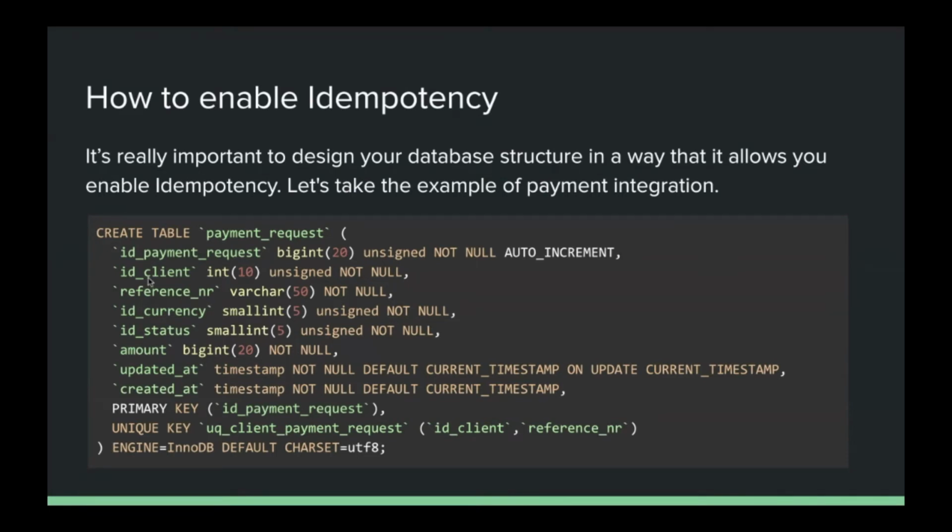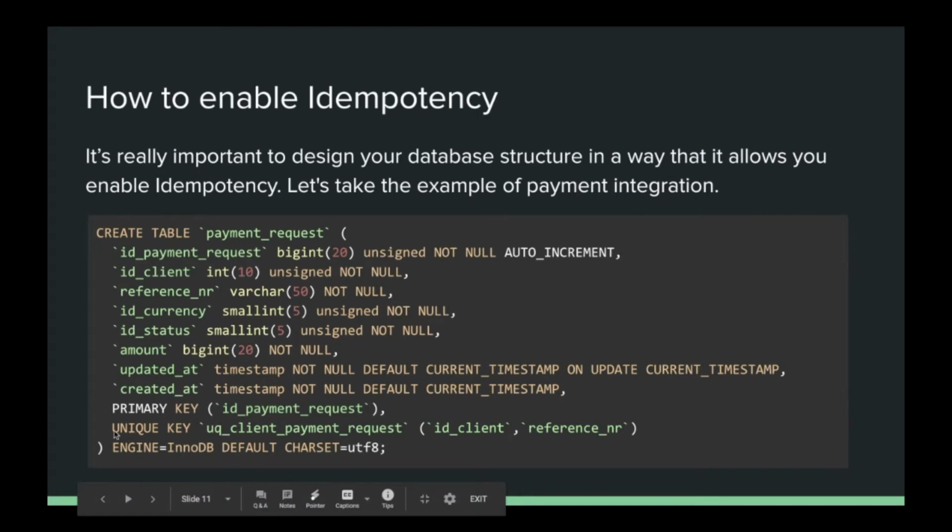Then you have an ID client. ID client is anybody who is creating a new account with Stripe to integrate with them; they give you a certain ID. So that is ID client. What is reference number? Reference number is that unique number that you are sending into Stripe to create your transaction. Then ID, currency, status, amount, updated at and created at. But if you see an interesting concept that we have created in the last line, that is a unique key. So I have said over there that ID client and reference number are unique.